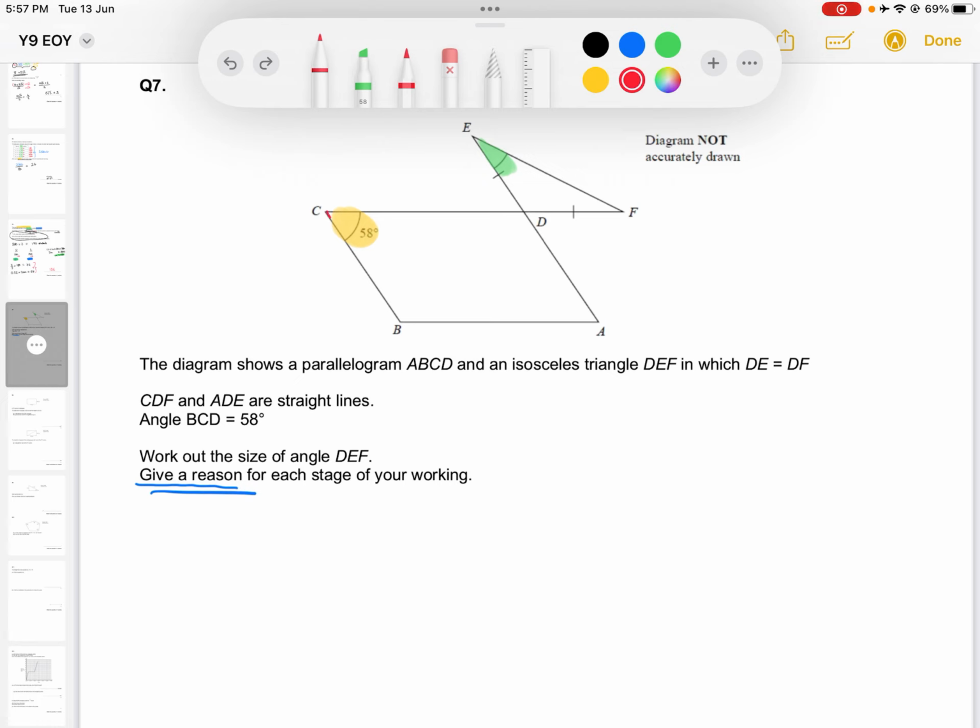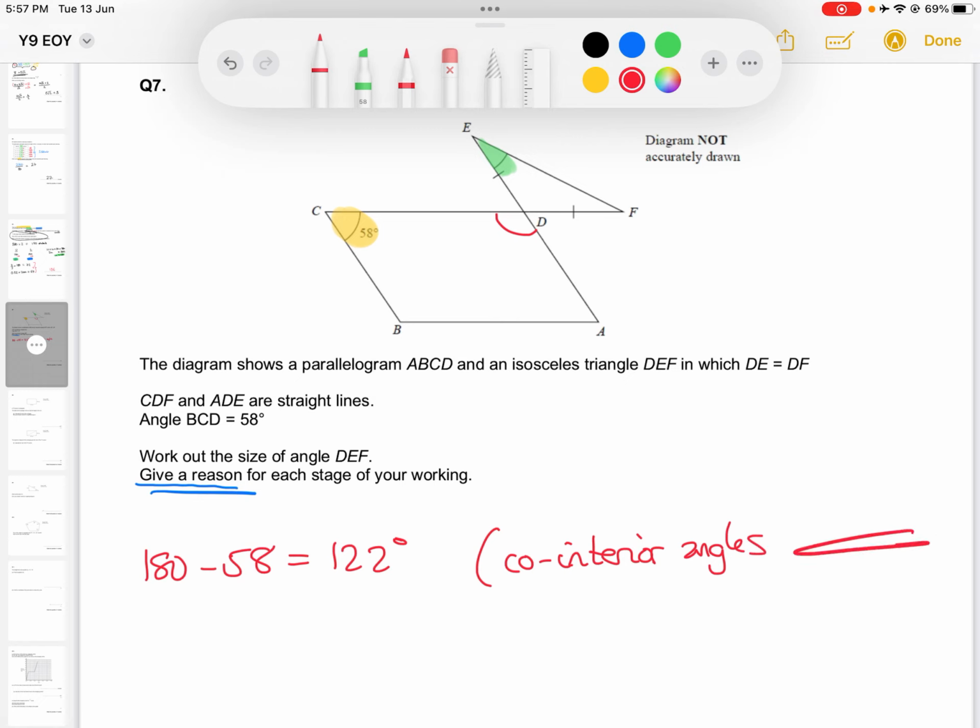So, given that we have a parallelogram, these 2 sides being parallel, co-interior angles, when you have a C, co-interior angles add up to 180. Therefore, I can do 180 minus 58 to get me 122. So the reason why I'm using that rule is co-interior angles add up to 180. You can't just write co-interior angles. You've got to make the statement about what about co-interior angles. So co-interior angles add up to 180.